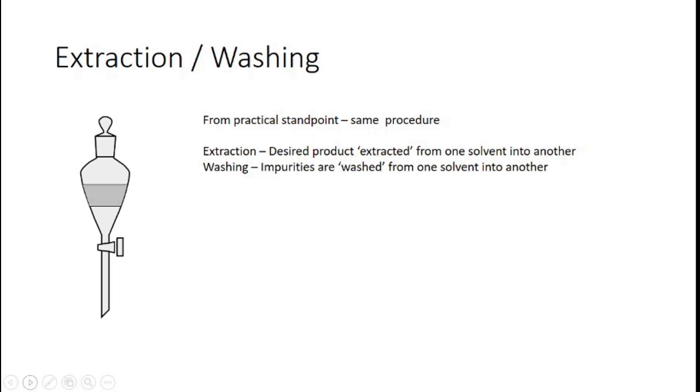In an extraction, the desired product, the stuff you want, is extracted from one solvent to another. Whereas when we are washing, the material you want stays where it is, but we are removing impurities instead. So for example, with the dehydration experiment, you had your alkenes, and we say that you washed it with a sodium bicarbonate solution. The alkenes did not go into the aqueous layer.